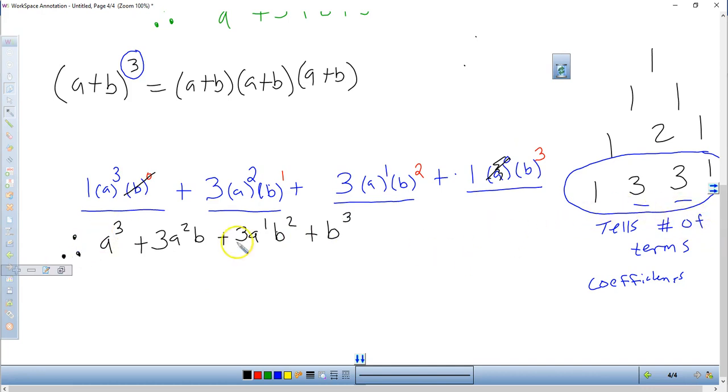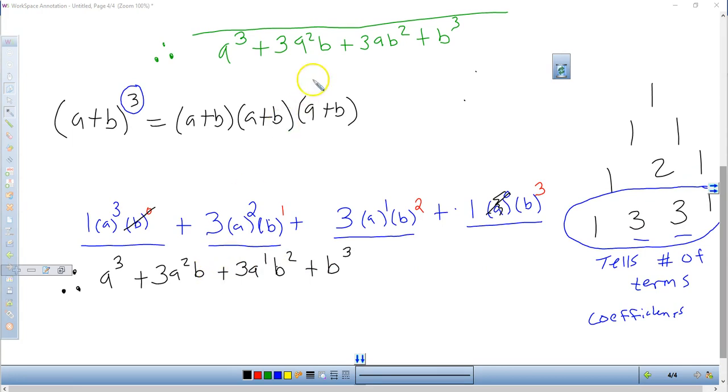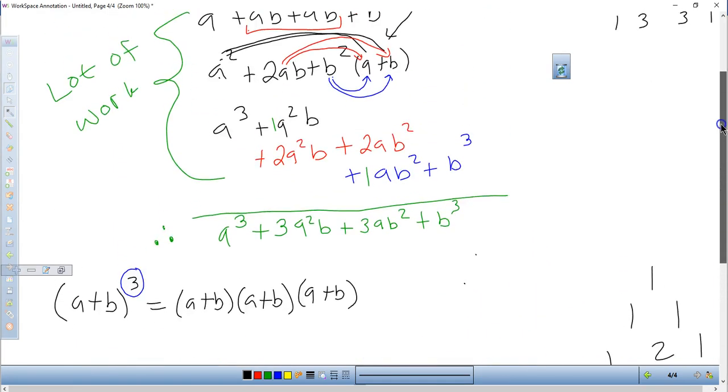Now if we look back, here's this answer. I'm going to zoom up just a little bit so you can see the other one. These are the exact same. But look at the amount of work I did here versus the amount of work I did here.